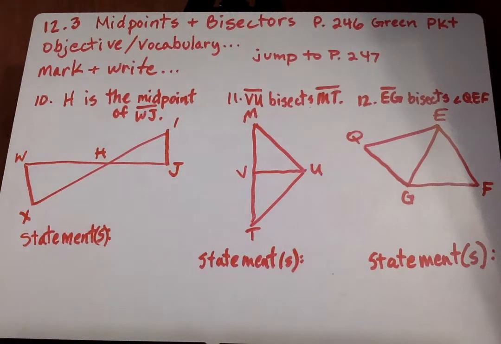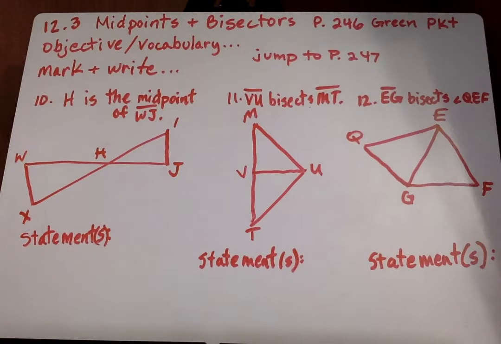Hello students, today we are going to be going over 12.3 midpoints and bisectors. This is page 246 in your green packet. Our objective: I can write congruent statements for angles, lines, and triangles and use congruence to solve for unknown values.